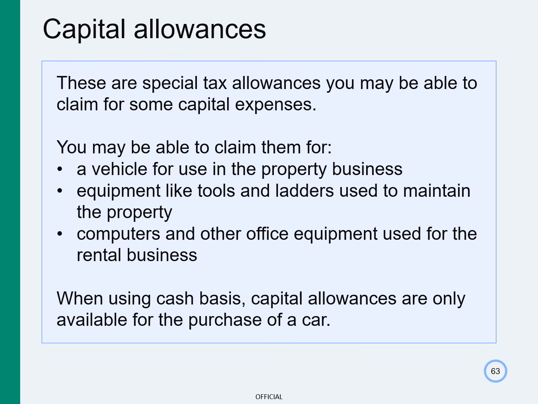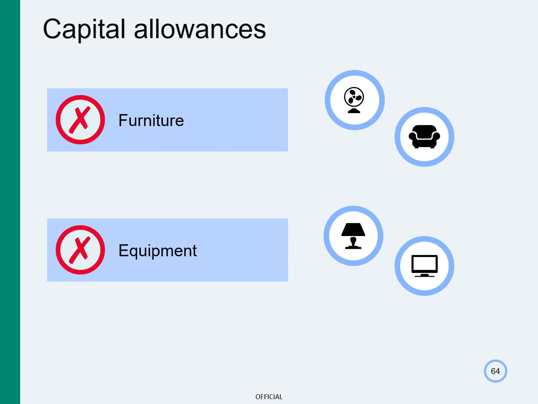Capital expenses you may be able to claim capital allowances for include a vehicle you use in the property rental business, equipment like tools and ladders used to maintain the property, and computers and other office equipment used for the rental business. If you're using cash basis, capital allowances are only available for the purchase of a car. You cannot claim capital allowances for furniture and items you supply for tenants to use in a residential property.